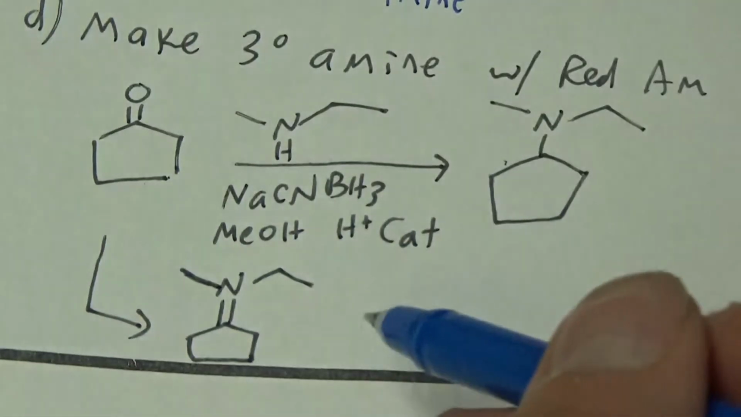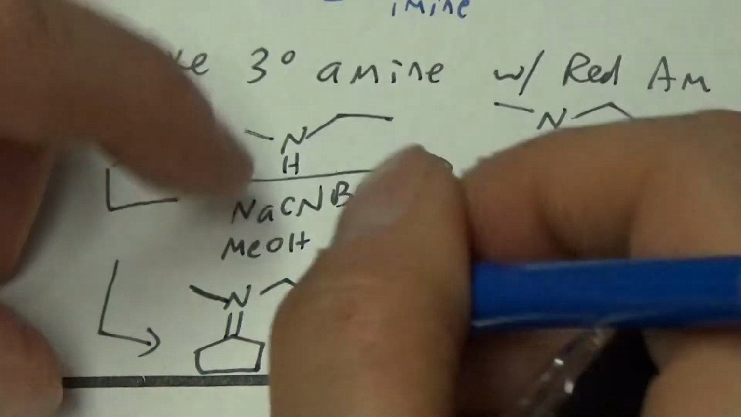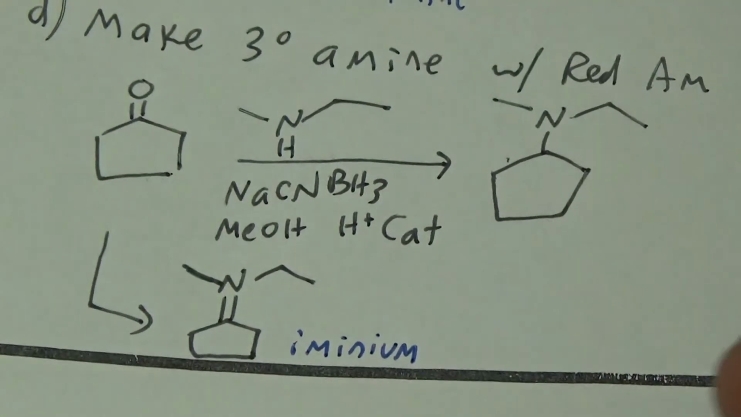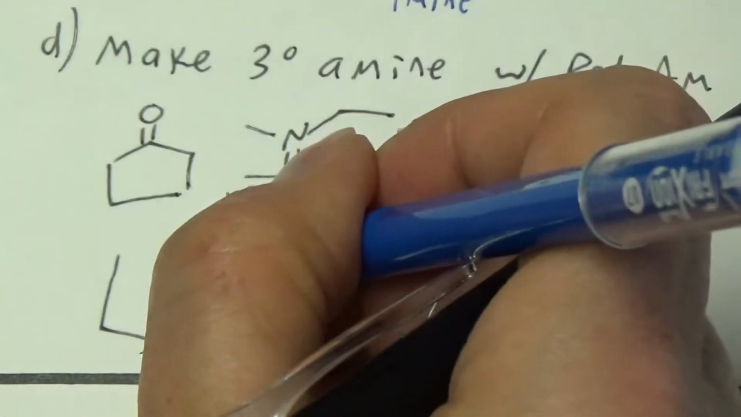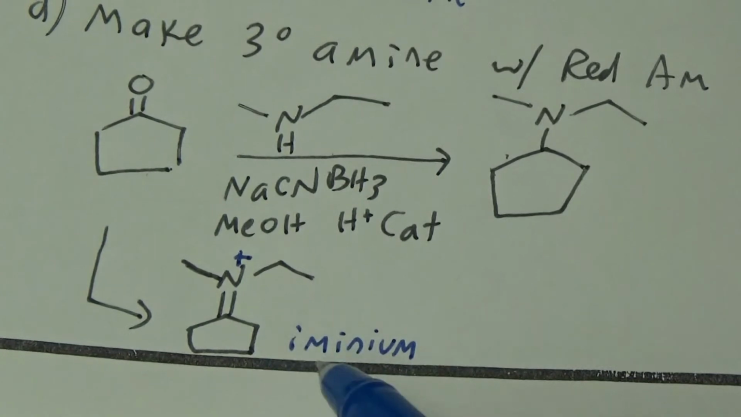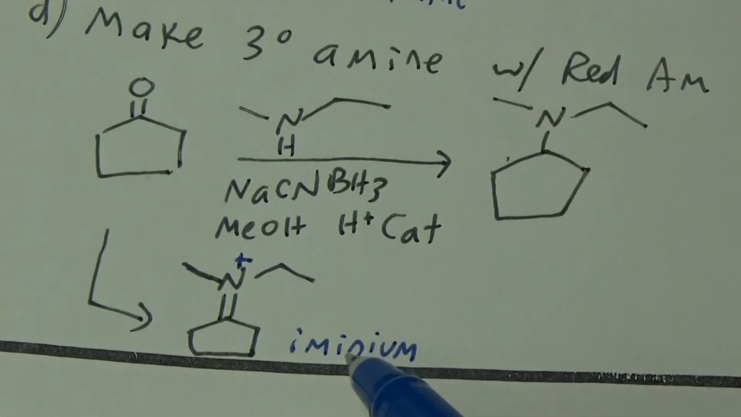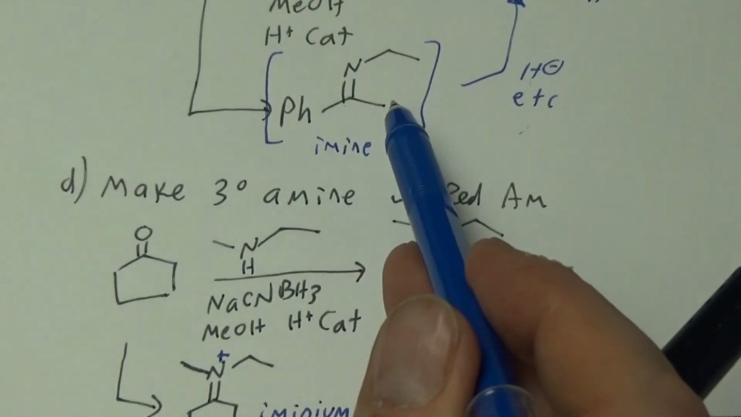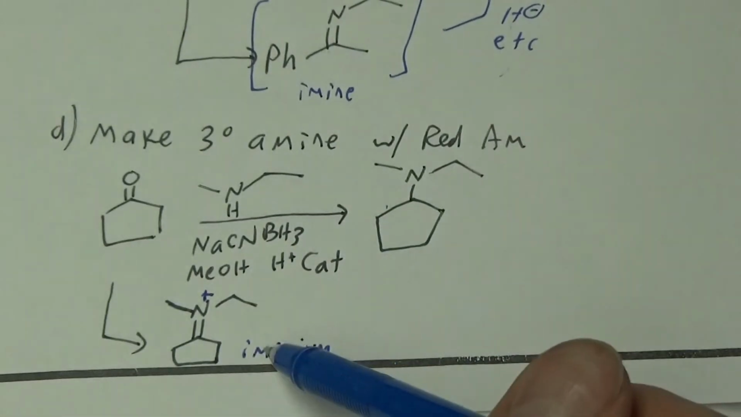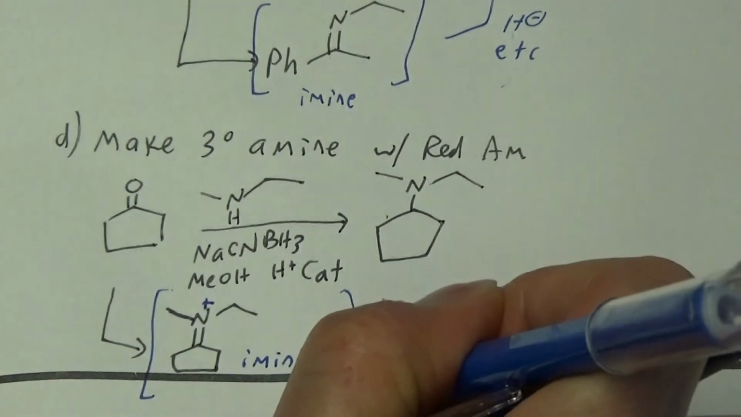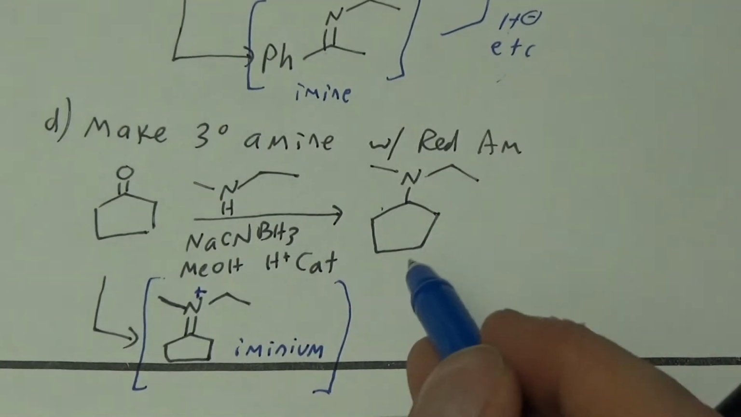Where's the charge? This iminium is a charged thing. Where's the charge? It's on the nitrogen, right? It's plus charge on nitrogen. Okay. The definition of iminium is it's a charged imine. So that was an uncharged thing. The imine's uncharged. Iminium's a charged thing. Okay, so you get this, and then now it's just a reduction to make the tertiary amine.